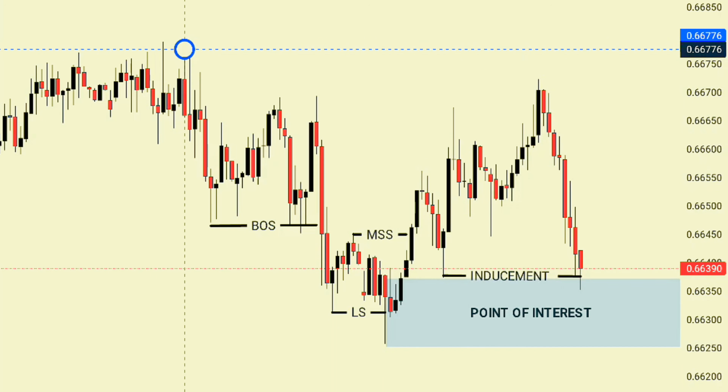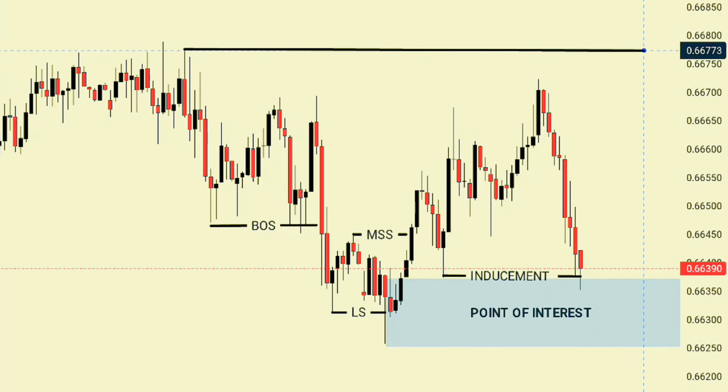While the discount zone sets up, we mark our buy-side liquidity, or BSL, above. This typically forms at equal highs, a swing high, or previous structural highs. This becomes our final target for the buy trade.